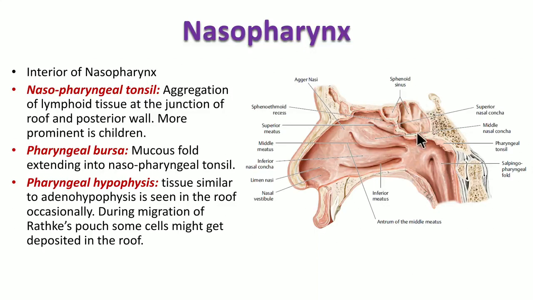Okay, so on its way, sometimes glandular tissue might get deposited in the wall of the pharynx, especially in the roof of the pharynx. So that is where you come across the pharyngeal hypophysis. This is not always present, but occasionally it can be seen.